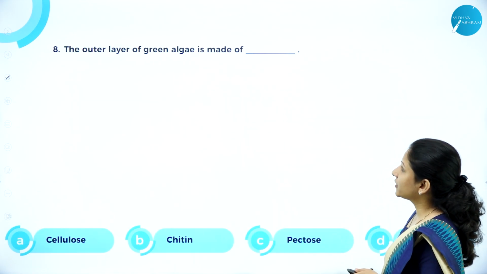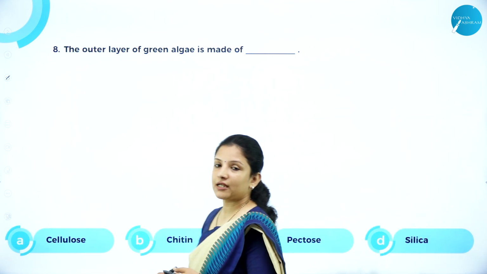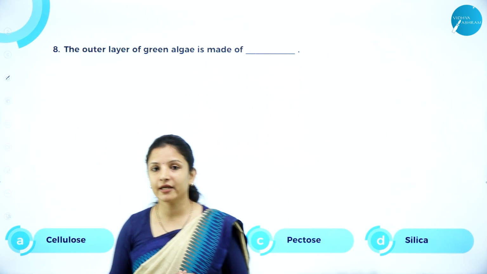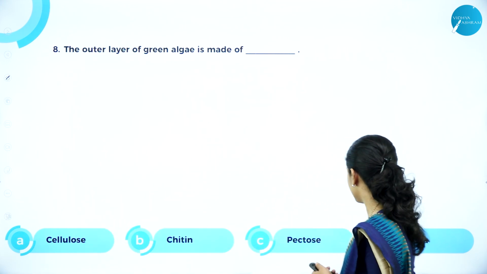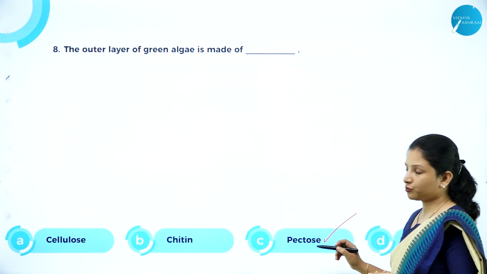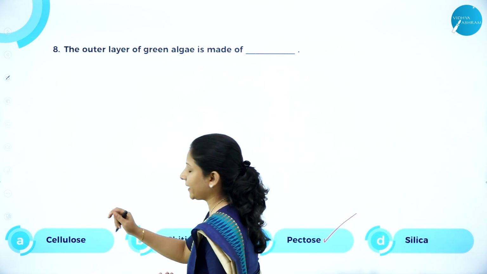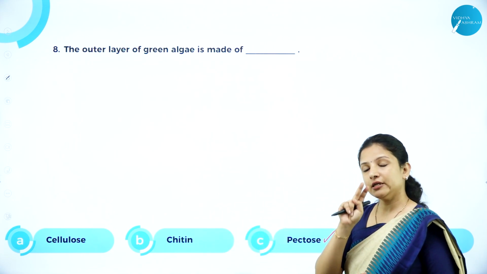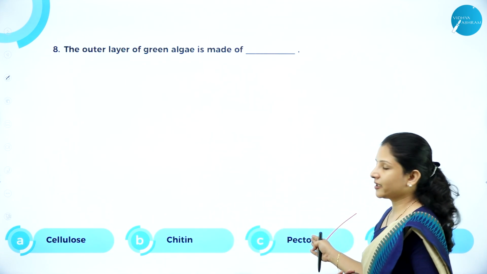The outer layer of green algae is made of, I told you green algae has two coverings, right? So outer layer is made of, is it cellulose, chitin, pectose or silica? So the outer layer is made of pectose. Why pectose? Because the cell wall is made up of two layers. Inner layer is cellulose. So therefore outer layer is pectose.